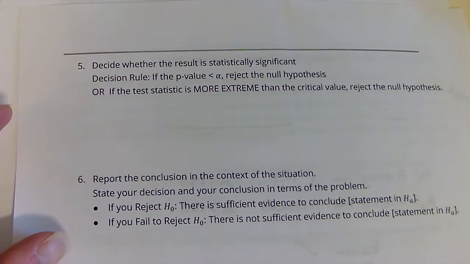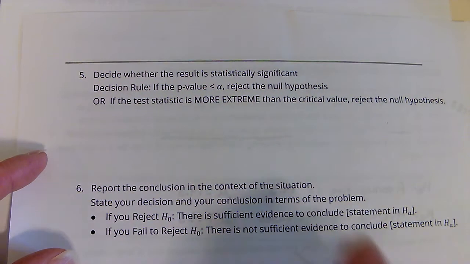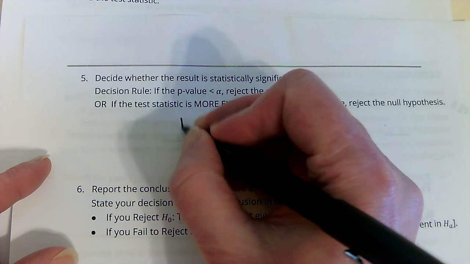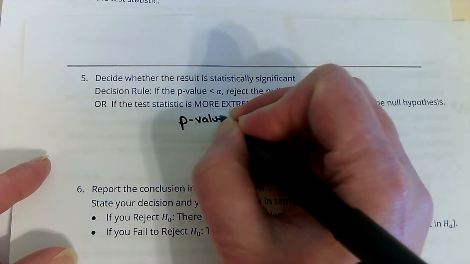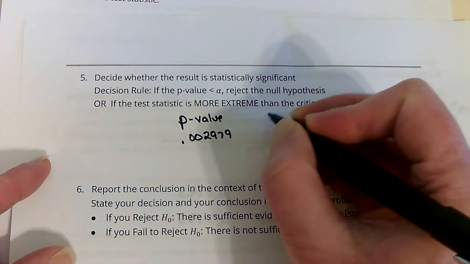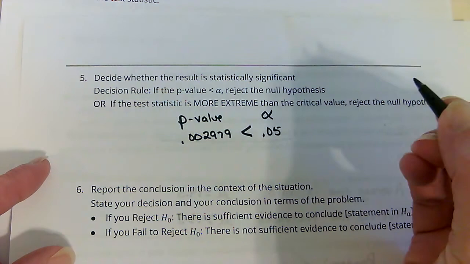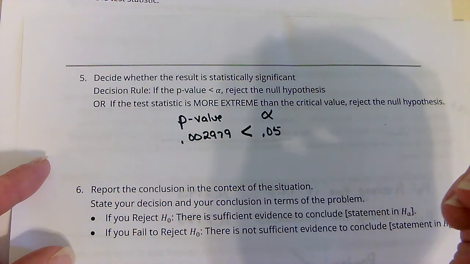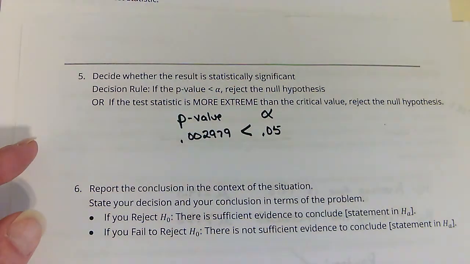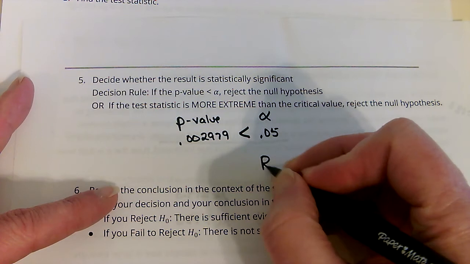Now what we're going to do is decide whether the result is statistically significant. So we're going to compare that to alpha. So we got a p-value. The p-value is 0.002979. And we're comparing it to alpha, which was 0.05. It is definitely less than. If it is less than, we are going to reject the null hypothesis.